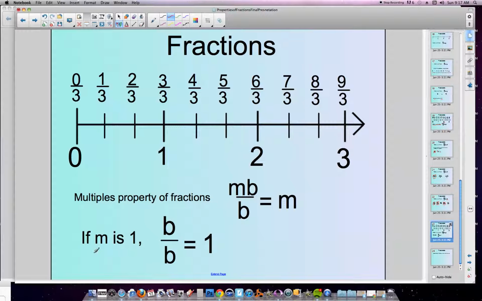So anyways, we have our identity property that says if it's over 1, it's just that number. We've got our multiples property, and if we have 1 times b over b, well, 1 times any number is just that number. So b over b must equal 1.